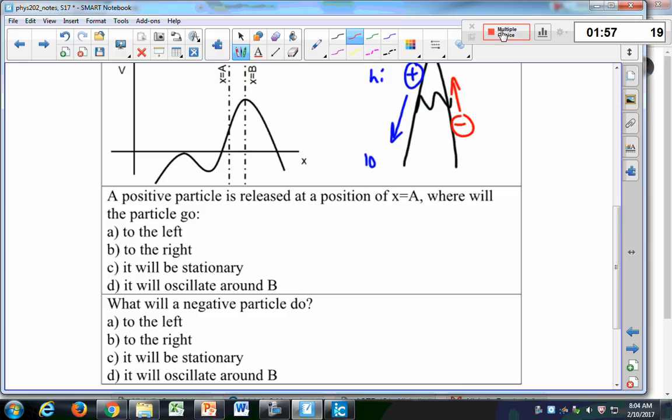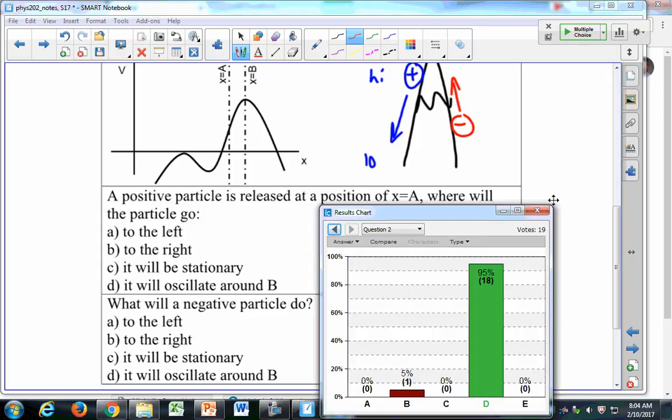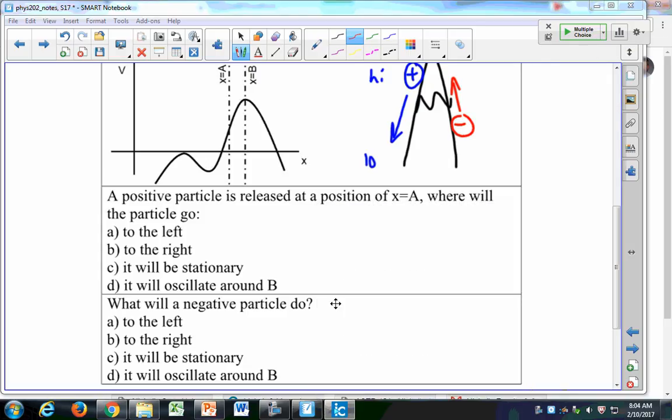I'm going to stop at D at 205. And so a negative particle will move to the right, or it will oscillate around. So if I have, say, a positive particle right here, it will also oscillate in this. We call this a potential well.